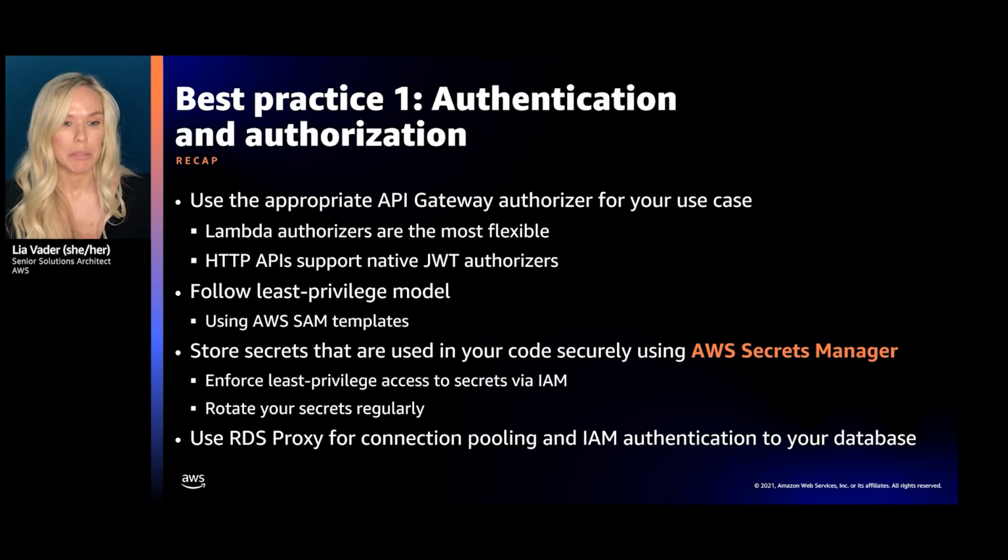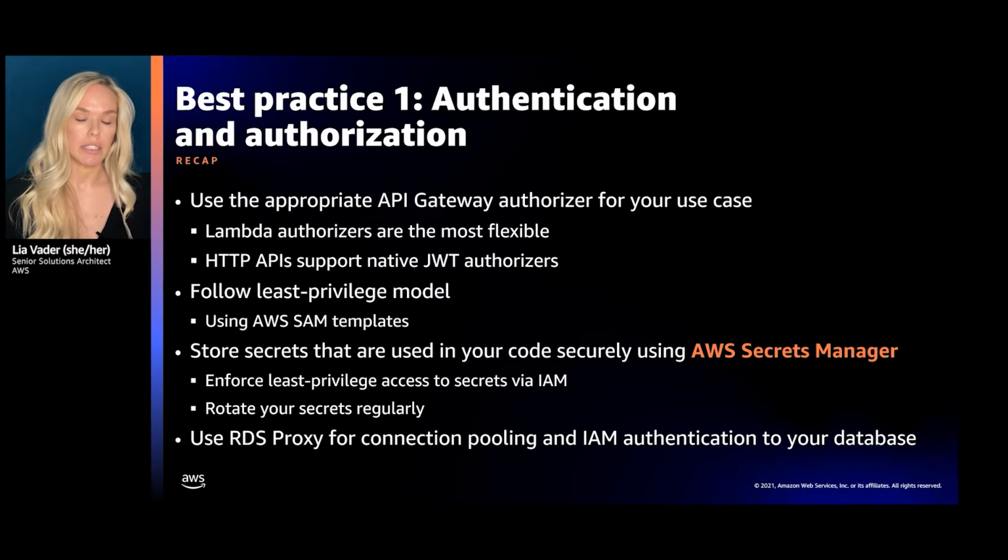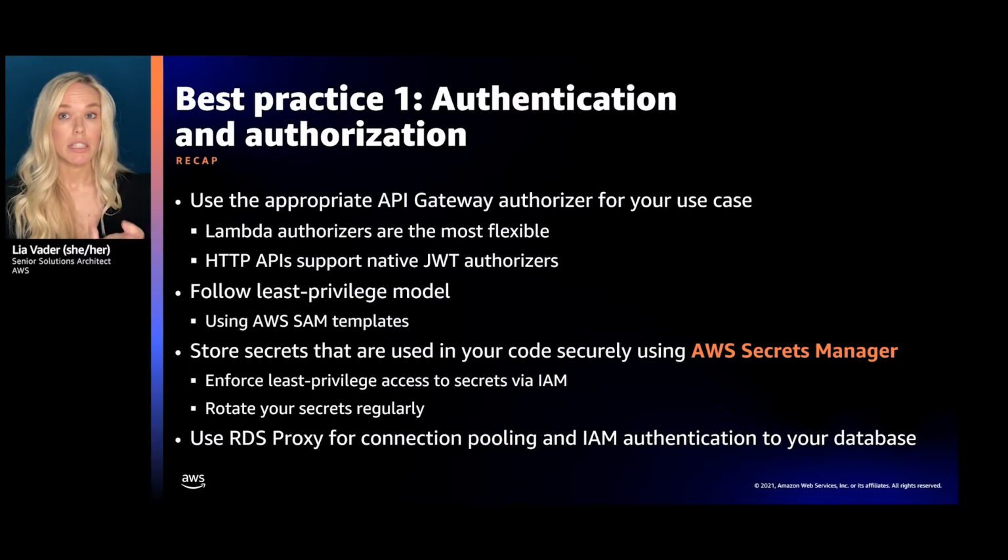So we're through our first best practice. Let's do a quick recap. We want to make sure we're using the appropriate authorizer for API Gateway for our use case. And remember, Lambda authorizers are the most flexible. HTTP APIs support native JWT authorizers, and so these two make a lot of sense for externally facing APIs. We also want to follow the least privilege model. And to help you do that, utilize SAM policy templates in your SAM templates or CloudFormation templates.